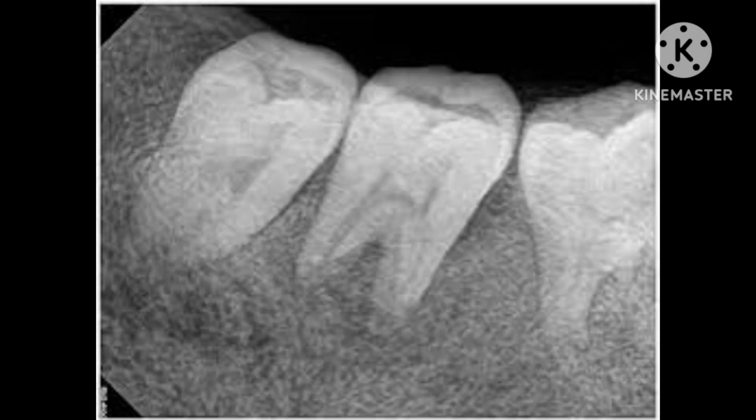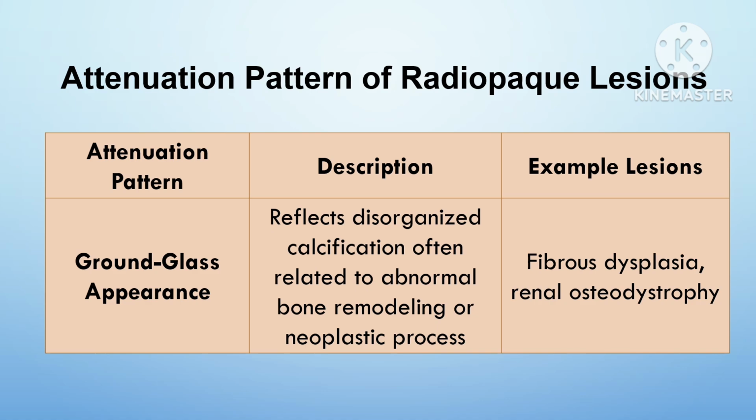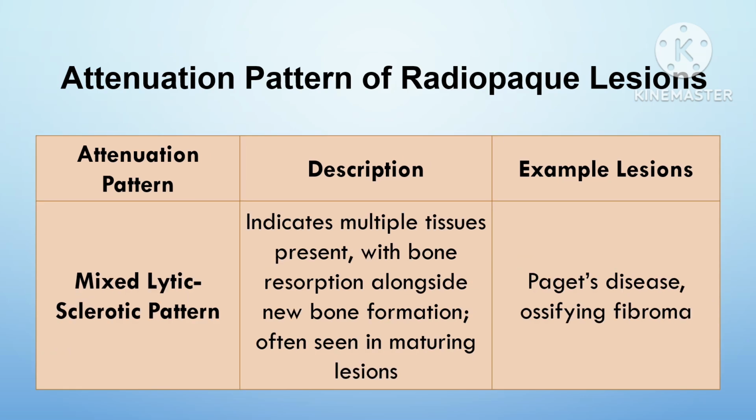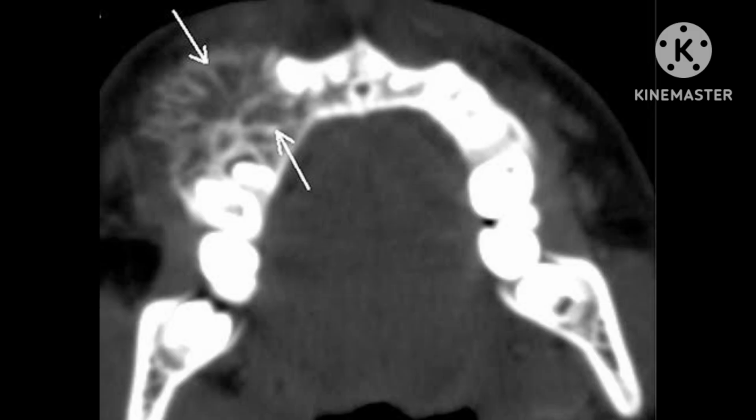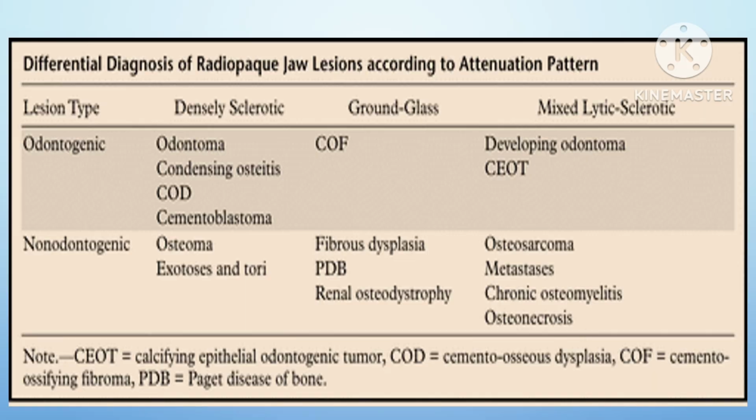Ground glass appearance refers to a hazy or frosted glass-like texture on the radiograph, and it is often linked with irregular or disorganized calcification in the bone. It's seen in cases involving abnormal bone formation or metabolic disturbances. Mixed lytic and sclerotic pattern indicates a combination of radiolucent and radiopaque areas within a lesion, reflecting both bone breakdown, lysis, and new bone formation. This pattern often appears as a lesion matures. Please go through this chart where I have provided a differential diagnosis of radiopaque lesions according to the attenuation pattern.